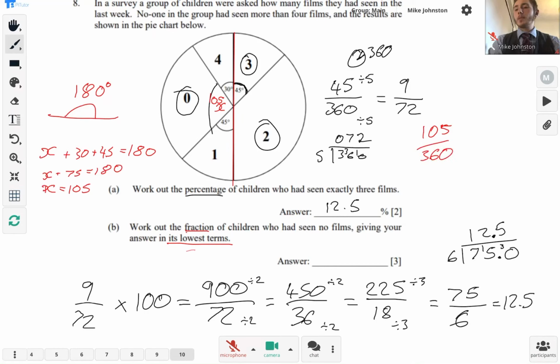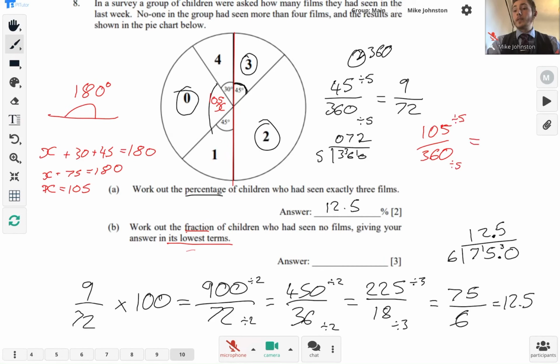So there we pretty much got our answer already. So it's just put the thing we're interested in over the total. So 105 over 360. And then we're just going to simplify, so we can see it ends in 5 and 0, which means that they both must be multiples of 5. So let's just divide by 5.